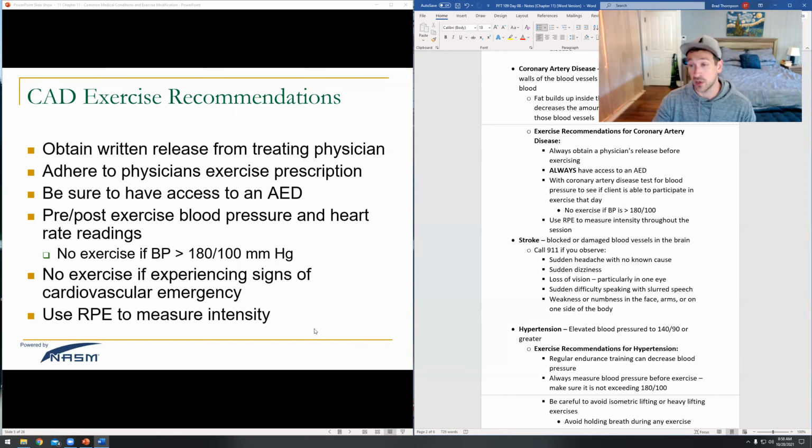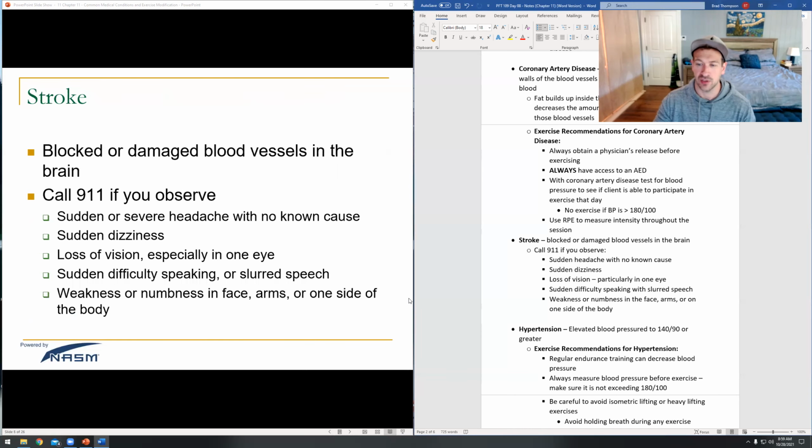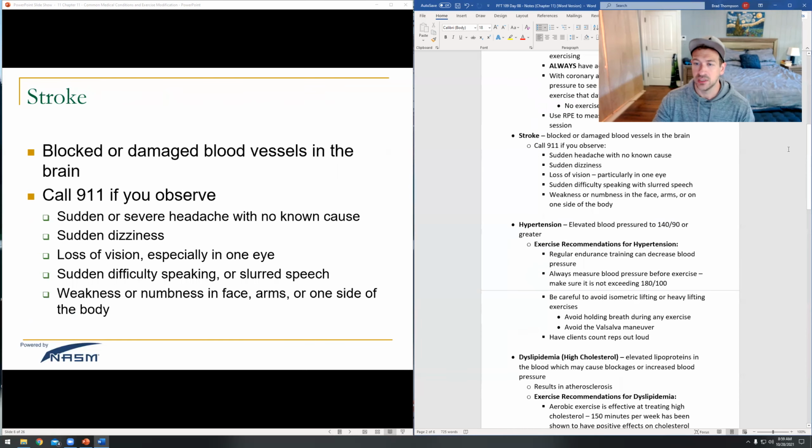And then when you are training your client, let's say everything's going well and it's time to actually train them, use the RPE method. Use the RPE to measure your intensity. That way you can continually check in with your client and see how they're feeling. Hey, how are you feeling? Any problems, shortness of breath, chest pain, anything like that? Nope. You're just going to make sure that they're doing fine.